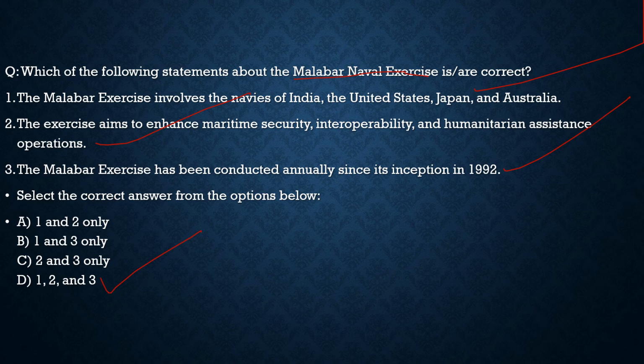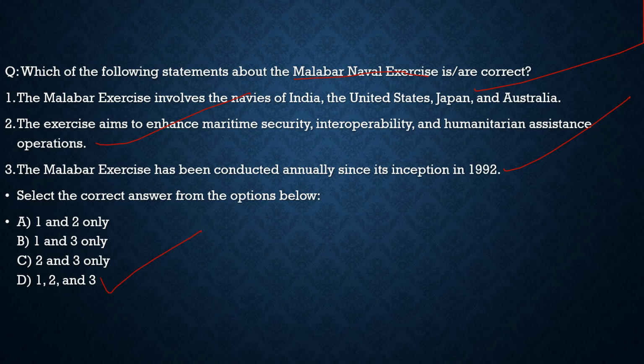One thing we need to know about the Malabar Exercise: in 1992, it was actually a bilateral exercise between India and the US. But in 2007, India wanted to add Japan and Australia, but because of the retaliation from China, India did not let them in. But after 2014, India first allowed Japan to be a part, and in 2020, India allowed Australia to be a part of the Malabar Exercise. From 2020 onwards, it became a multilateral exercise. So with respect to this question, the correct statement is option D.